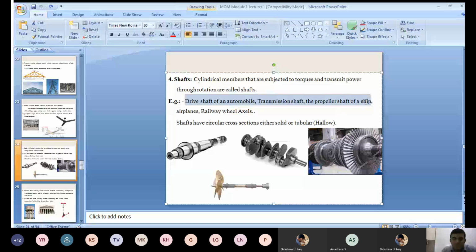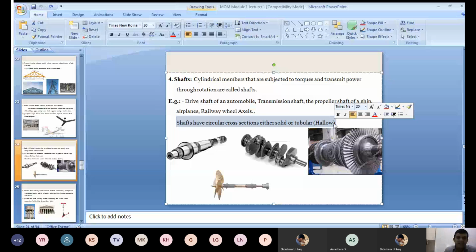Now the shafts are of two types here. Usually shafts have a circular cross section only. It may be solid or tubular. Solid means a completely circular cross section made of solid material. There is no gap here. Tubular means hollow. It has an outer diameter and an inner diameter. Those mechanical components are called shafts.